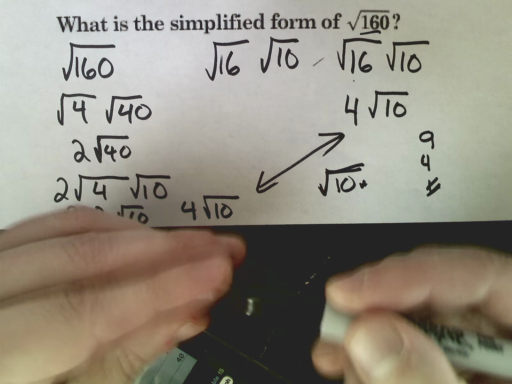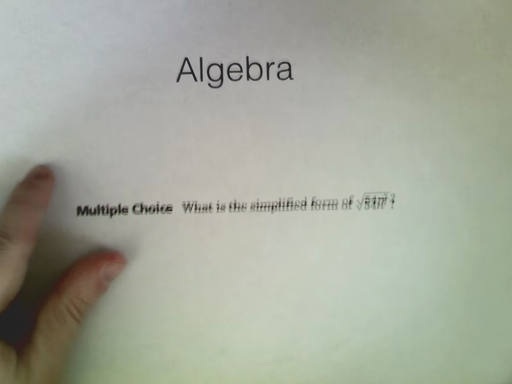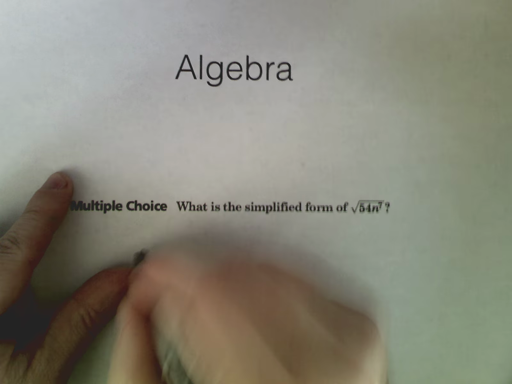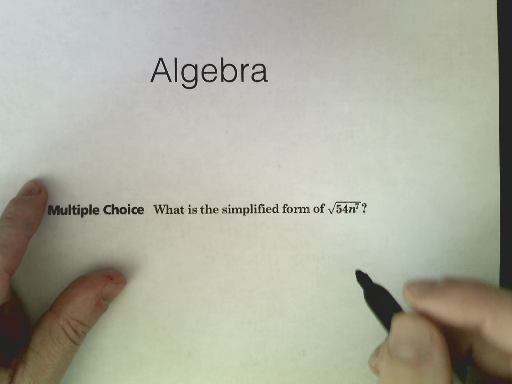Okay, let's move on to another example. This next example, I'm going to also do the group practice and exit tickets. I just want to look at these. This one is square root of 54 n to the 7th power.